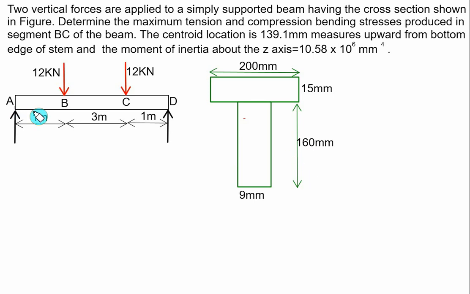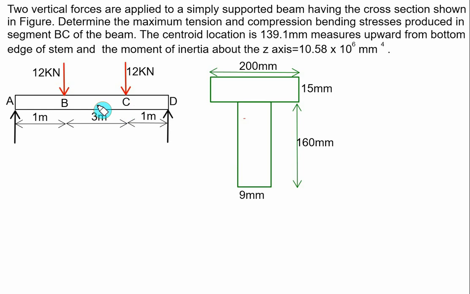This time we have a simply supported beam ABCD. A two-point load is acting. One is 12 kN at a distance of 1 meter from A, and another 12 kN is acting at point C, 1 meter from the other support. We want to calculate the maximum tension and compression bending stress produced in the segment BC. So we are interested in the segment BC.